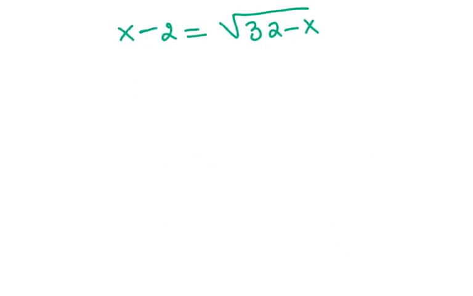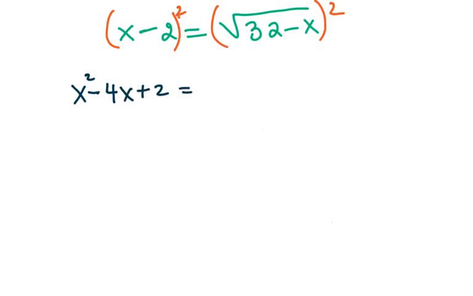All right, here we have x minus 2 equals radical 32 minus x. Okay, I want to get rid of the radical sign, so I square this side, and I square this whole side, not just the x, but the whole thing. I'm going to multiply this out on this left side. x squared minus 4x plus 2 equals 32 minus x. Because when I square this side, remember, all of this goes away.